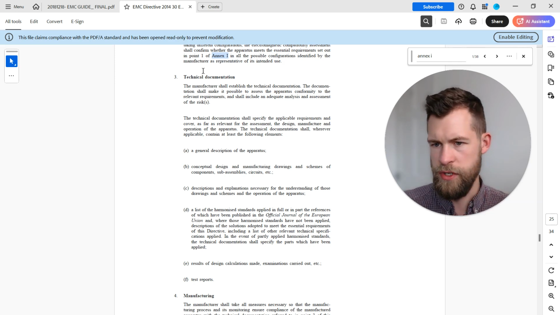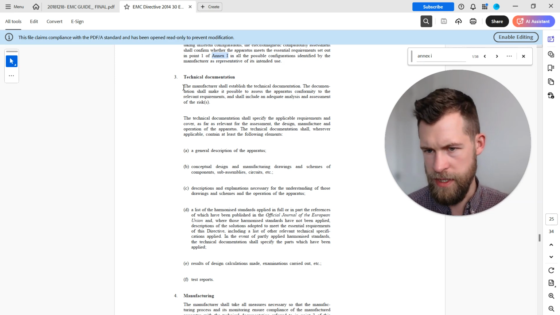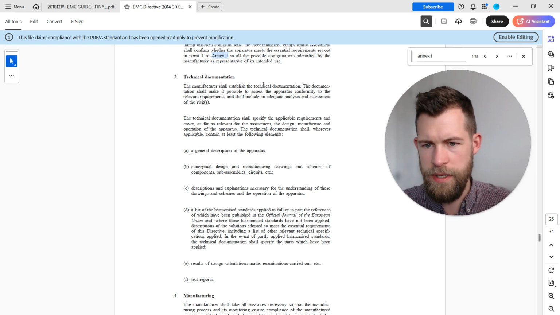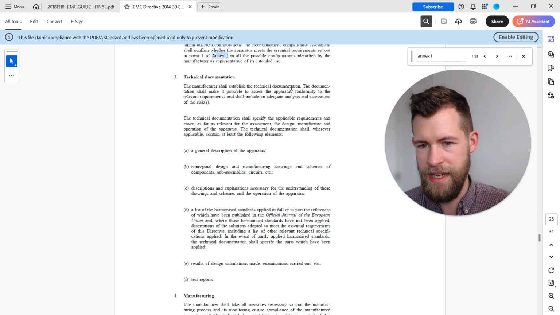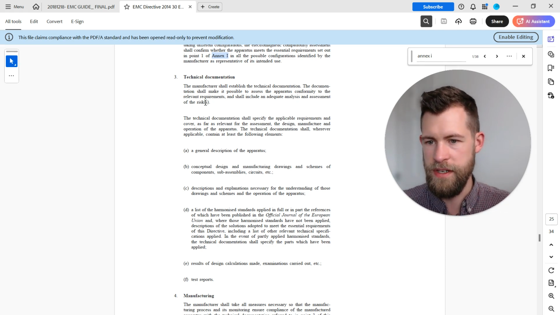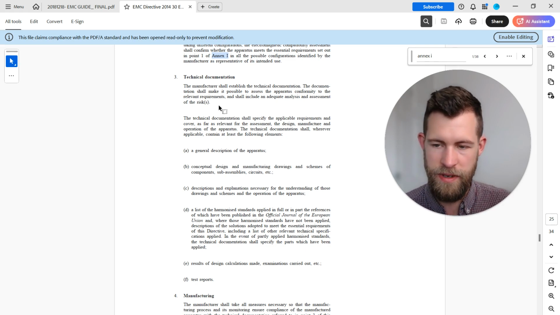So what does this look like? How do we justify that? So technical documentation. The manufacturer shall establish the technical documentation. The documentation shall make it possible to assess the apparatus conformity to the relevant requirements and shall include an adequate analysis and assessment of the risks.